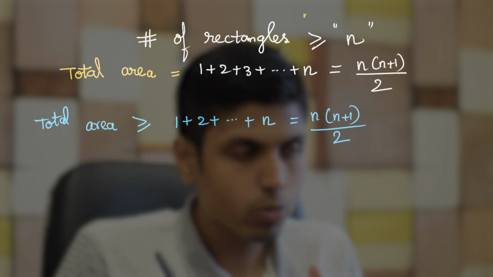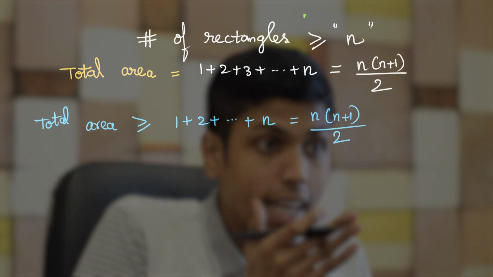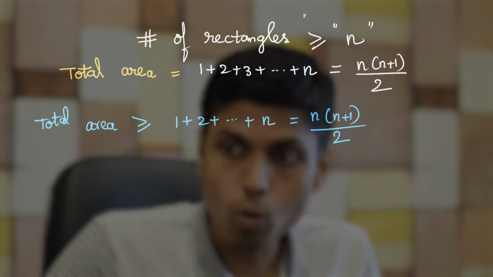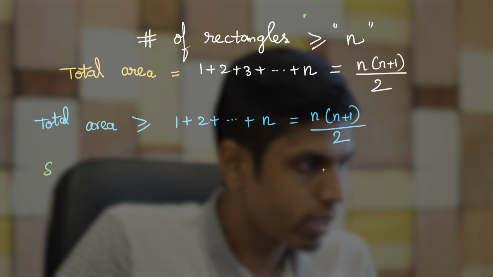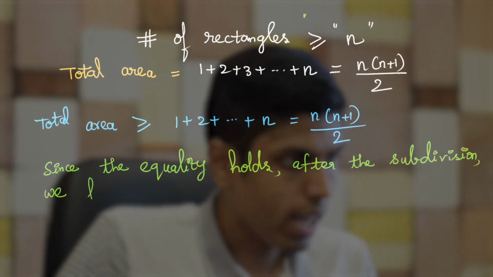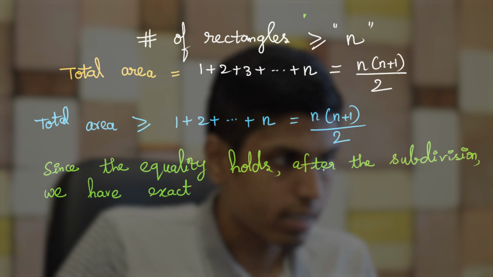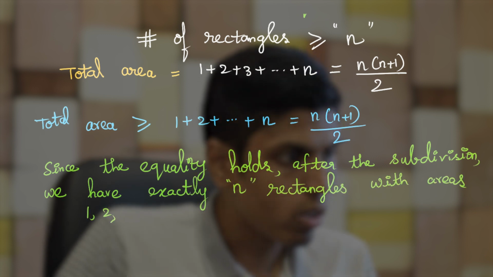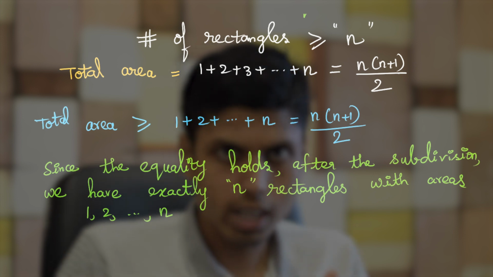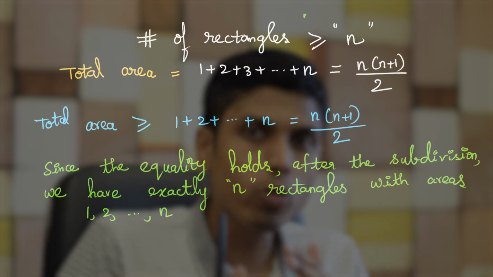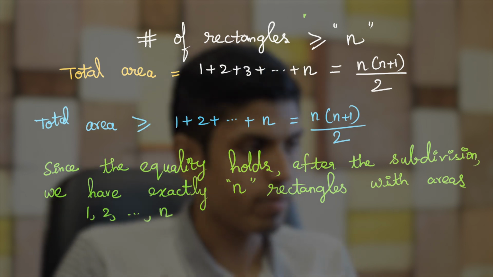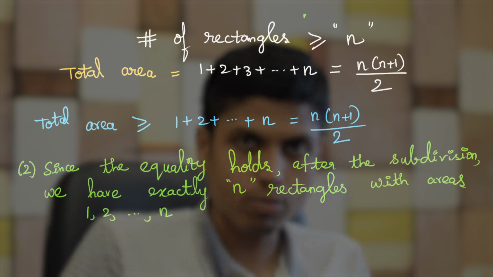And when will it be true? It will be true when there are exactly n rectangles in the subdivision, each with area 1, 2, and so on till n. So since the equality holds, after the subdivision into rectangles, we have exactly n rectangles with areas 1, 2 and so on till n. These are the areas, because the areas can't be more than that, as otherwise the sum would be more than the total area n into n plus 1 by 2, which is a contradiction. This completes our second observation.